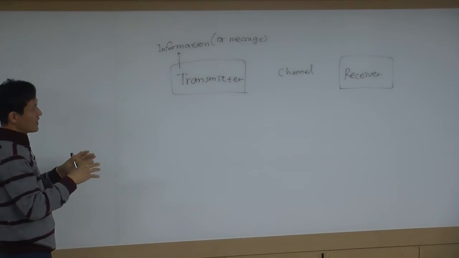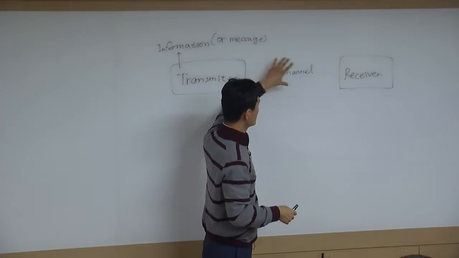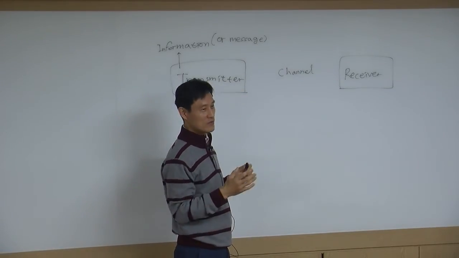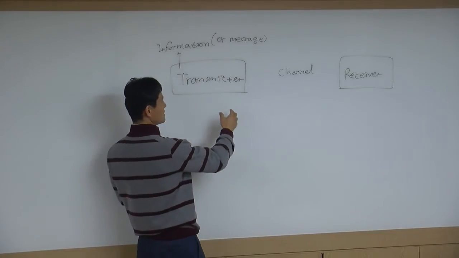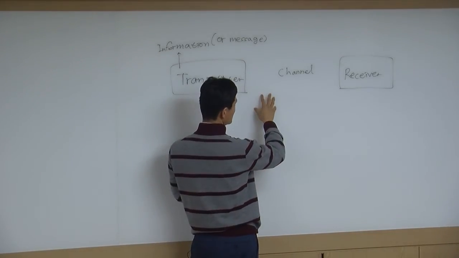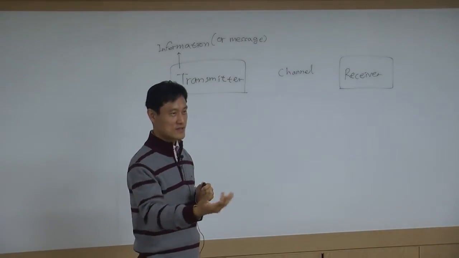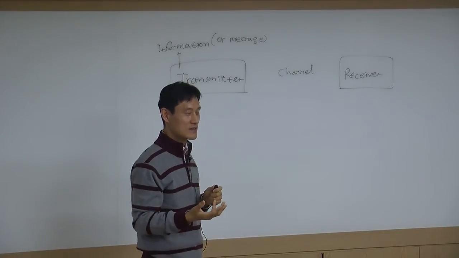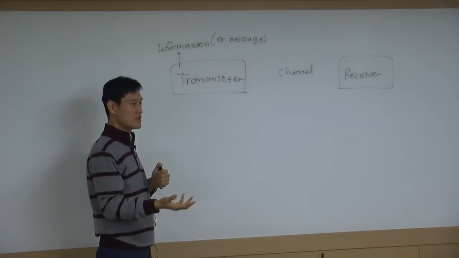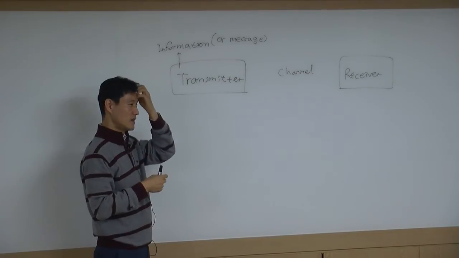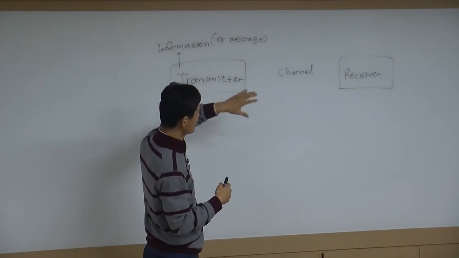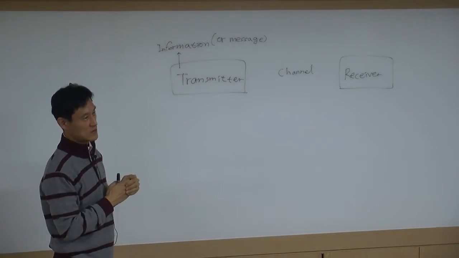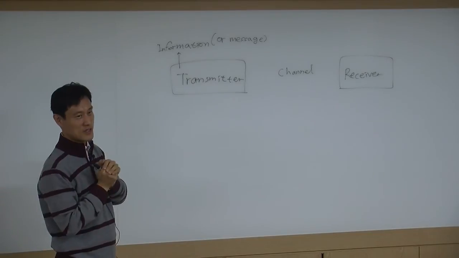Depending on the environment, the distance, the channel, and everything, you need to use a different way of communication. Sometimes just using your voice is okay, but sometimes you need some other technique, such as coding or modulation. Sometimes you need other things. Depending on the channel, the receiver, the transmitter, and the message, you need a different technique. That's why there are so many different techniques in communications.